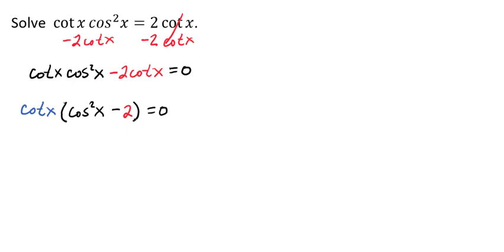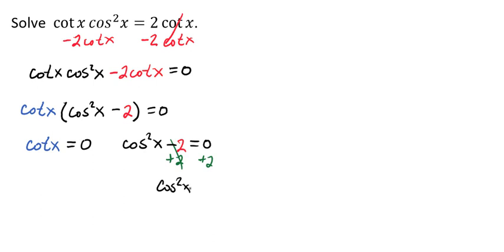From here, we can use the zero product property, which tells us that the cotangent of x equals 0, but also that the cosine squared of x minus 2 also equals 0. So let's go ahead and finish solving our right-hand side. In this case, we would add 2 to both sides, and that would give us that the cosine squared of x equals 2. Then we would square root both sides, and that would give us that the cosine of x equals plus or minus radical 2.